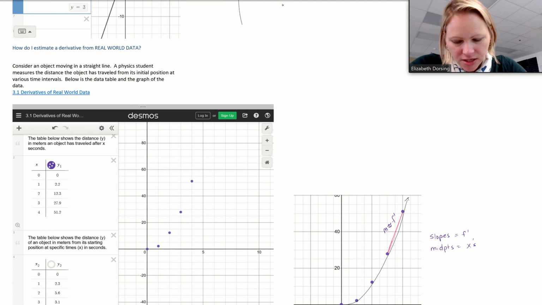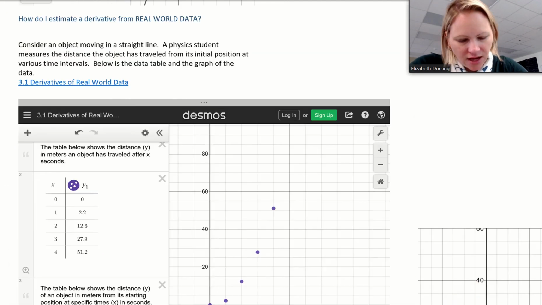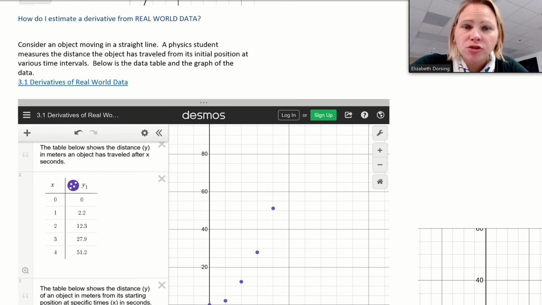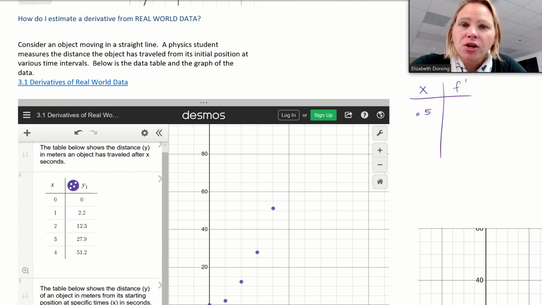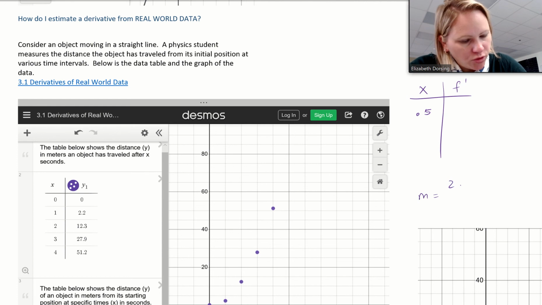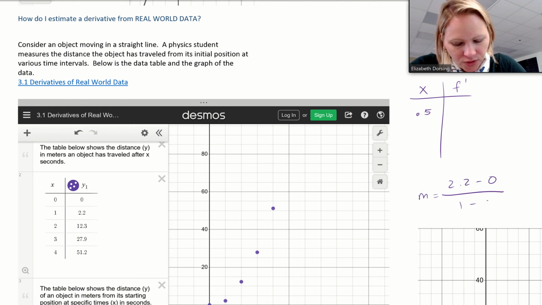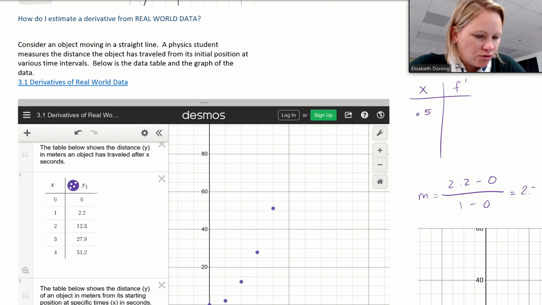So when I find the slopes between the 2 points, back to my table here, that's what we're going to do. Here's my data, and I'm going to find the slope between the first 2 points. My first x would be 0.5, and then f prime, I'm going from 0 to 1 and finding that slope: 2.2 minus 0 over 1 minus 0. It's just 2.2. So the estimate of the derivative between the first 2 points is 2.2. We would say the average velocity over that time period is 2.2 meters per second.